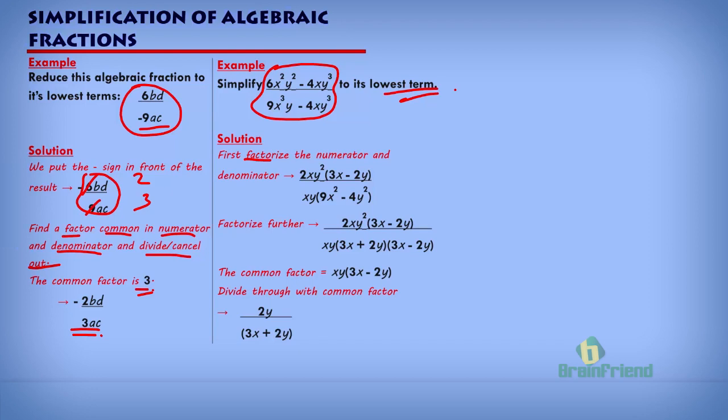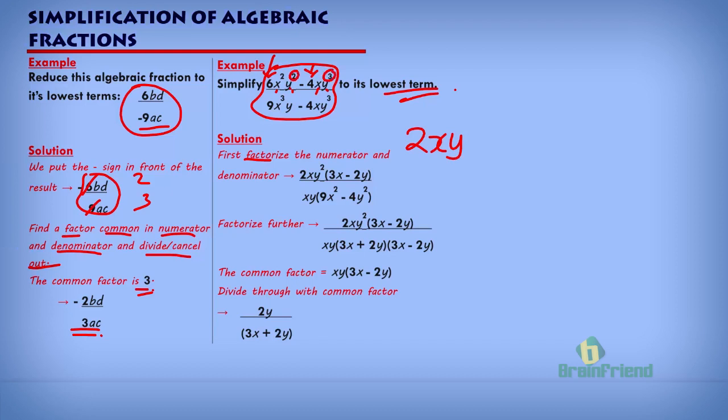Factorizing our numerator, 6x squared y squared minus 4xy cubed. What do they have in common? We find that 2 can go in 6, 2 can also go in 4. So we have a common number. Also, look at the variables, x present, x also present, y present here, y also present here. So we have them also as common factors. We take out our x and we take out also our y. But notice that our y here comes in power 2 and also comes in power 3 here.